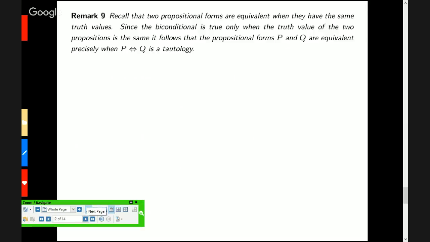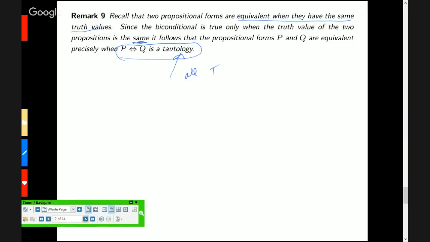Recall that two propositional forms are equivalent when they have the same truth values. That's going to be important. Since the biconditional is true only when the truth values of the two propositions are the same, either both true or both false, it follows that the propositional forms P and Q are equivalent precisely when this is a tautology. What is a tautology? All true. So all true means that they have exactly the same forms. That's what that is saying there. That is a quote straight out of the book.